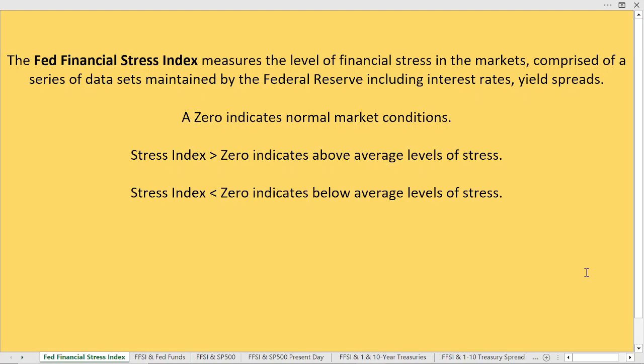A zero level indicates normal market conditions. When the stress index is above zero, it indicates an above average level of stress. When it's below zero, a below average level of stress.